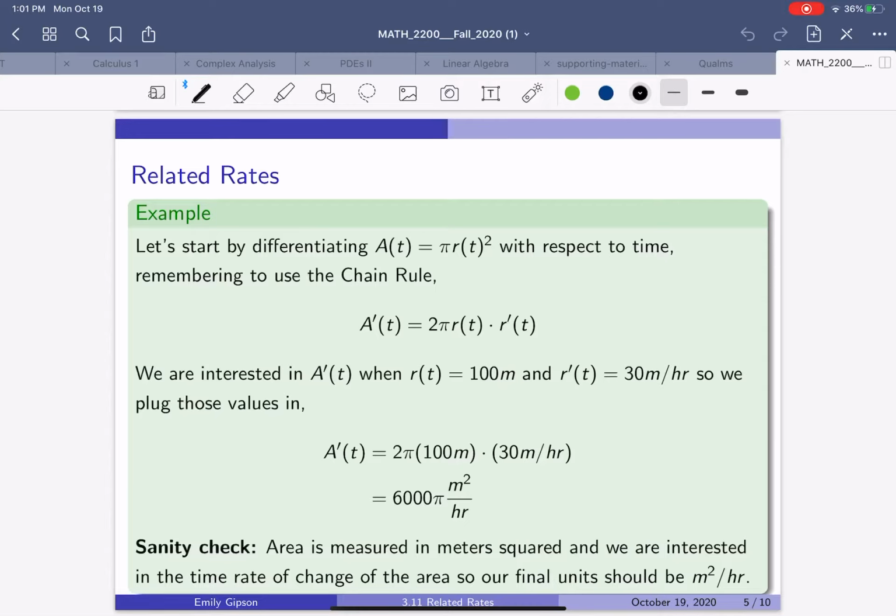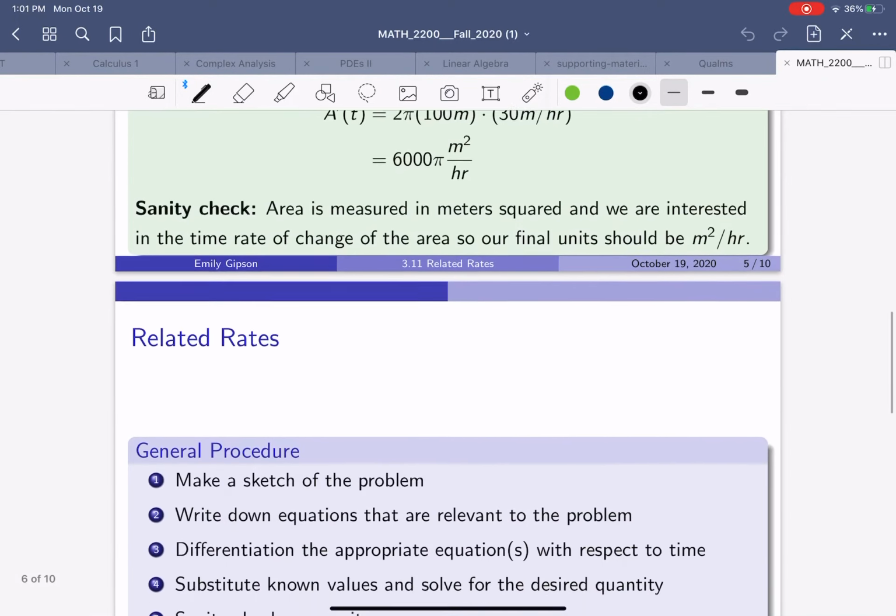And when we think about the scale of this problem, 100 meters being the current radius, and the radius increasing at a rate of 30 meters per hour, we can kind of assume that the answer we get should be pretty large. So we do get an answer that's pretty large. So that's another little sanity check that we can do. So let's talk about procedure.